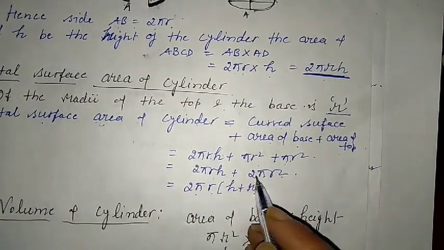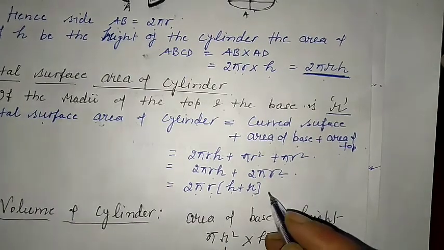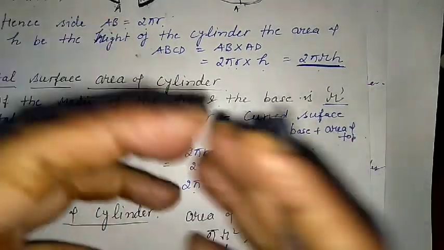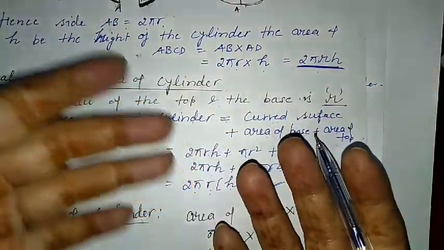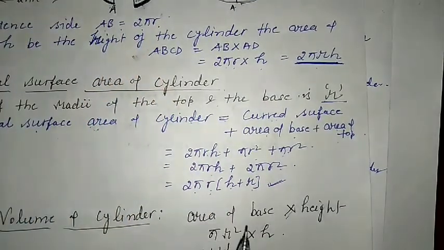2 pi r can be common here. It remains here h, it remains here r. This is the total surface area. The figure is completely closed, which means the container is completely closed. Container में base भी है और ऊपर lid भी लगा हुआ है.